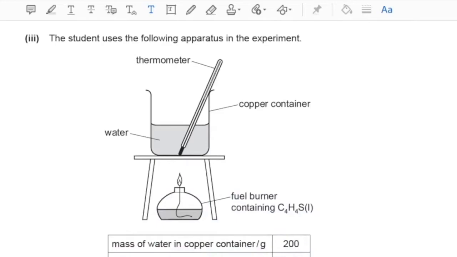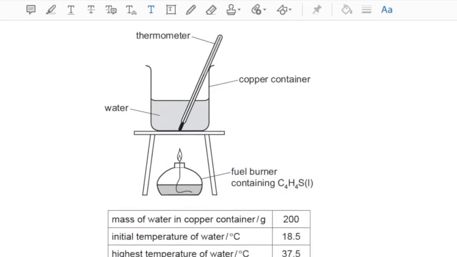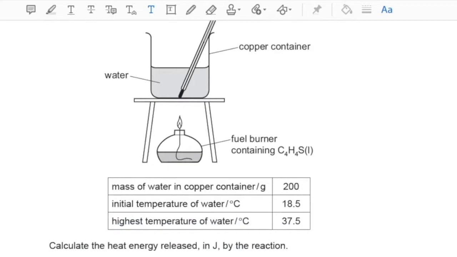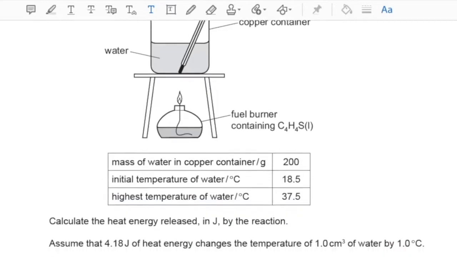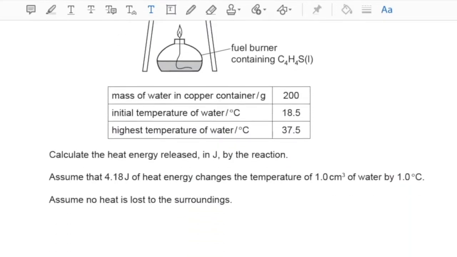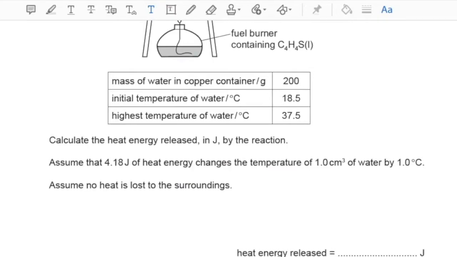Part 3. The student uses the following apparatus in the experiment. Mass of water in copper container is 200 grams. Initial temperature is 18.5 degrees Celsius. Highest temperature of water is 37.5 degrees Celsius. Calculate the heat energy released in joules by the reaction. Assume that 4.18 joules of heat energy changes the temperature of 1 centimeter cube of water by 1 degree Celsius. Assume no heat is lost to the surroundings.